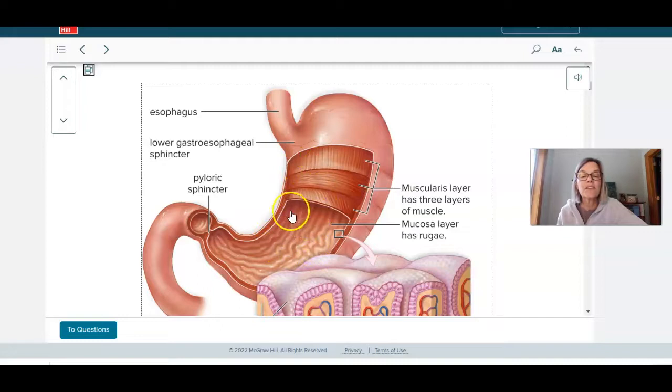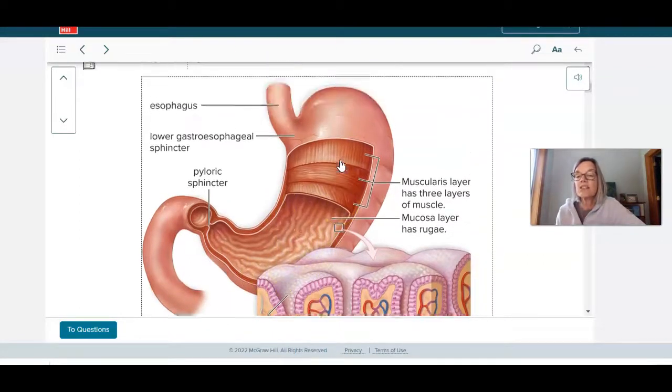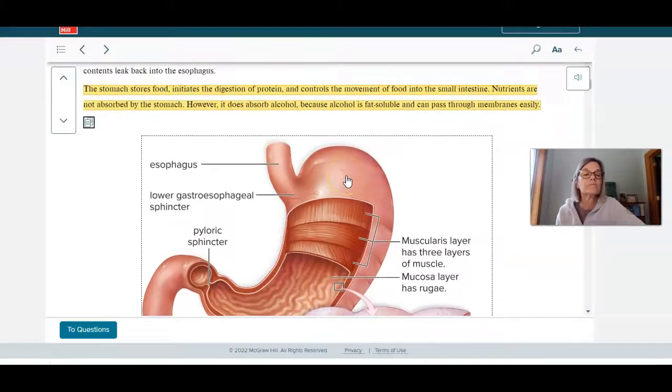And you can see that the wall of the stomach is really muscular, so it's going to mix up that food and make it a lot more watery. And there are some digestive enzymes in the stomach, particularly some enzymes that are activated in acidic conditions that help digest protein.